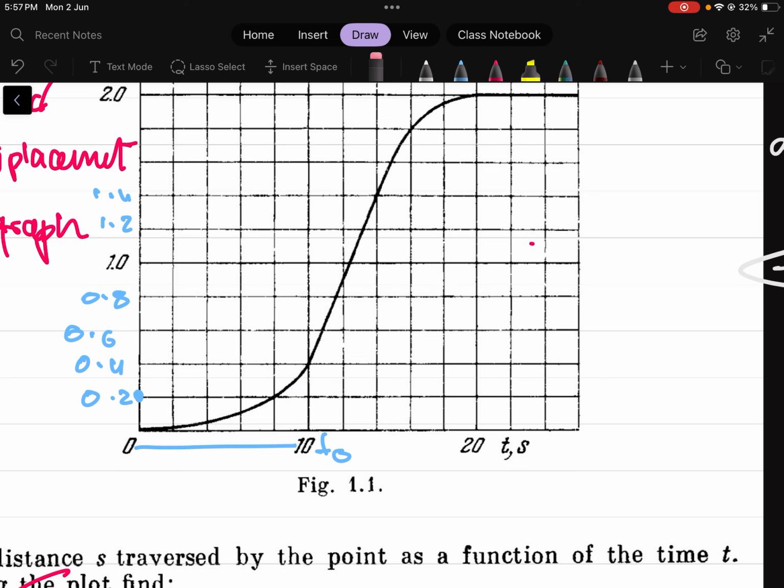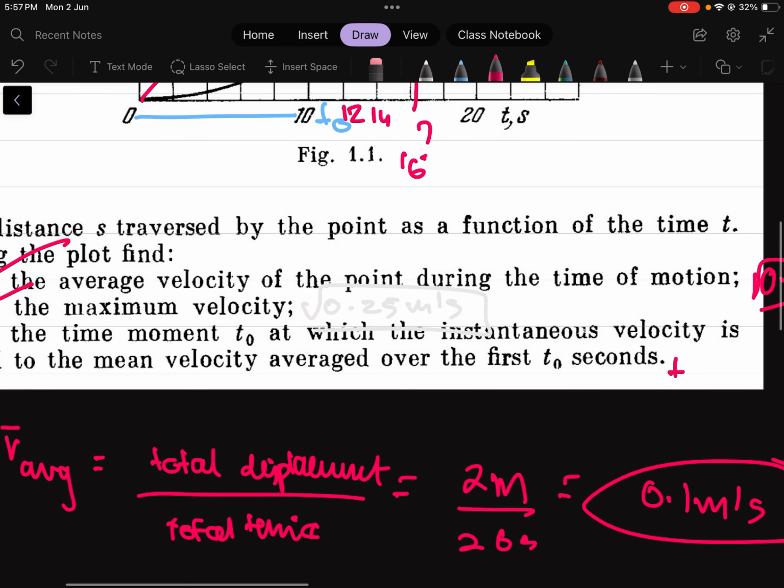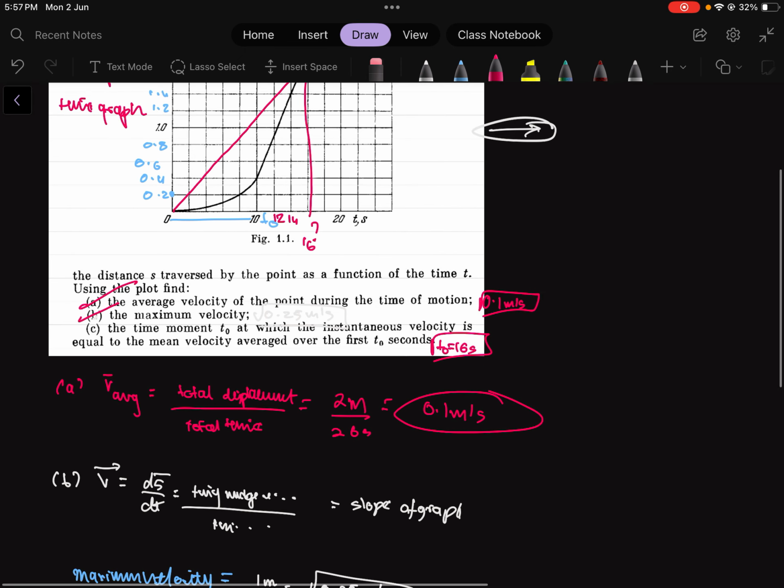So if you look at it, we essentially need to find a tangent to the graph from the origin. So that will be somewhere, pardon my drawing, that will be somewhere over here, correct? So this time interval is what we need to find. This is again 12, 14, 16. Therefore, T naught has to be equal to 16 seconds. Hope that makes sense.